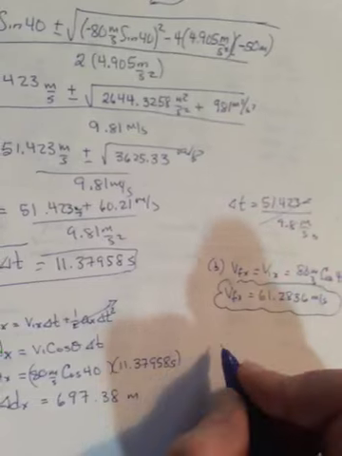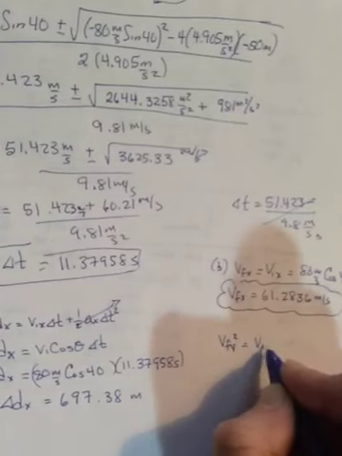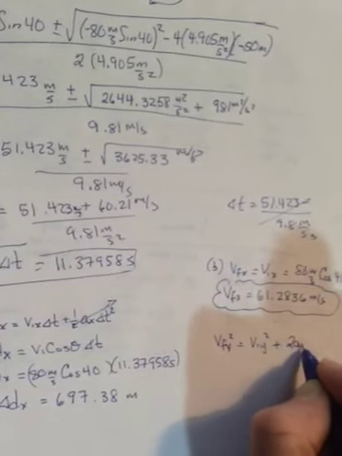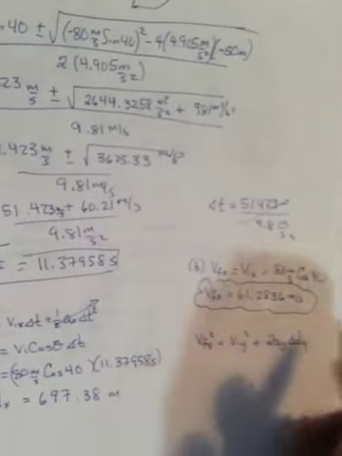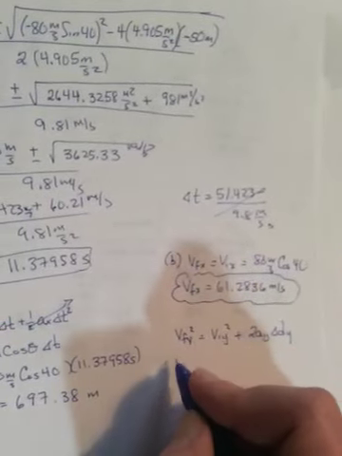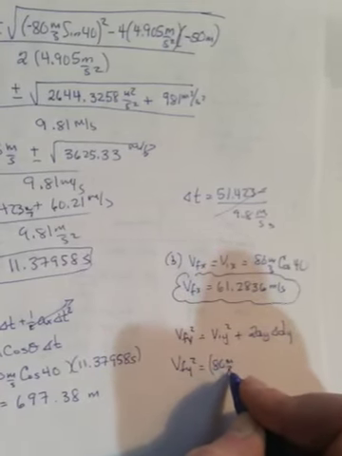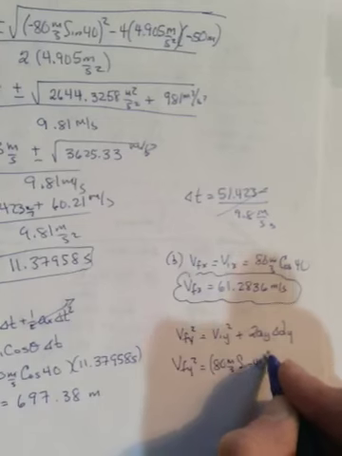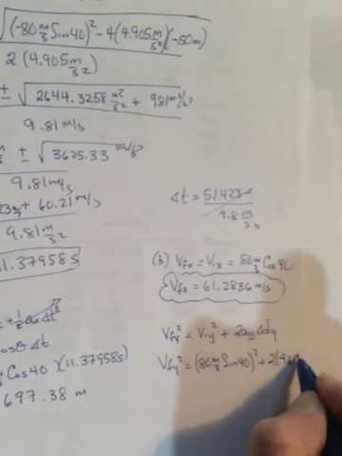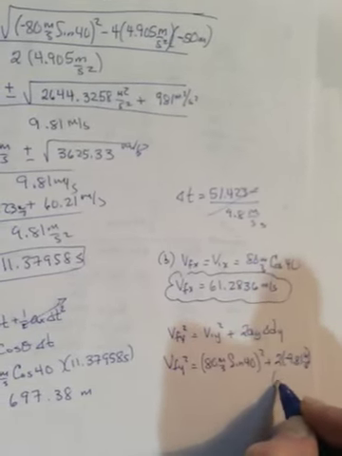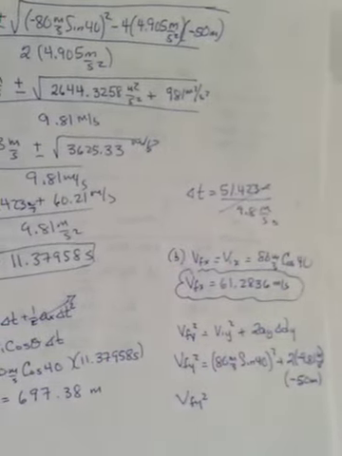So you can get your VFY by doing, if you want, VFY squared is equal to VIY squared plus 2AY delta dy. And I'd go this route perhaps because that way if you screwed up your time, you were given all these. Okay, so VFY squared is equal to 80 meters per second sine of 40 squared plus 2 times negative 9.81 meters per second squared, and then delta d is negative 50. Okay, so you still have to look after your positives and negatives.